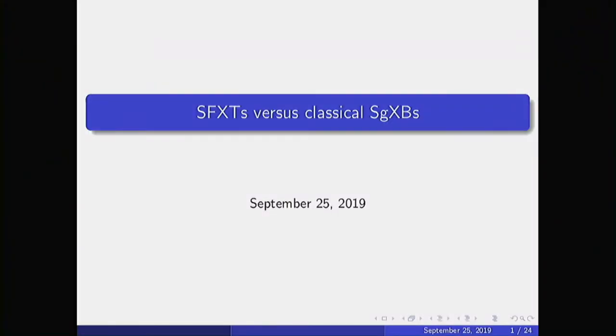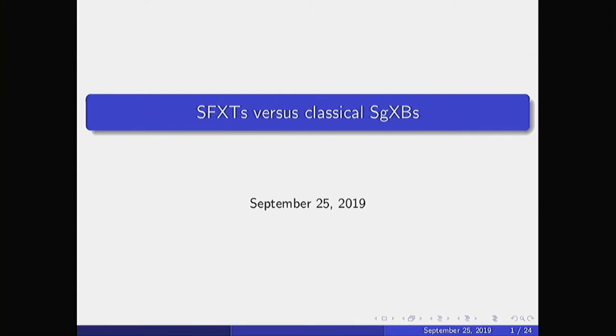Thank you Francisca, and thank you for having me over. So today I'll be comparing and contrasting the differences between two classes of systems. The first one is the supergiant fast X-ray transients, and I'll compare them against the classical supergiant X-ray binaries. So I'll explain these terms as I go along.